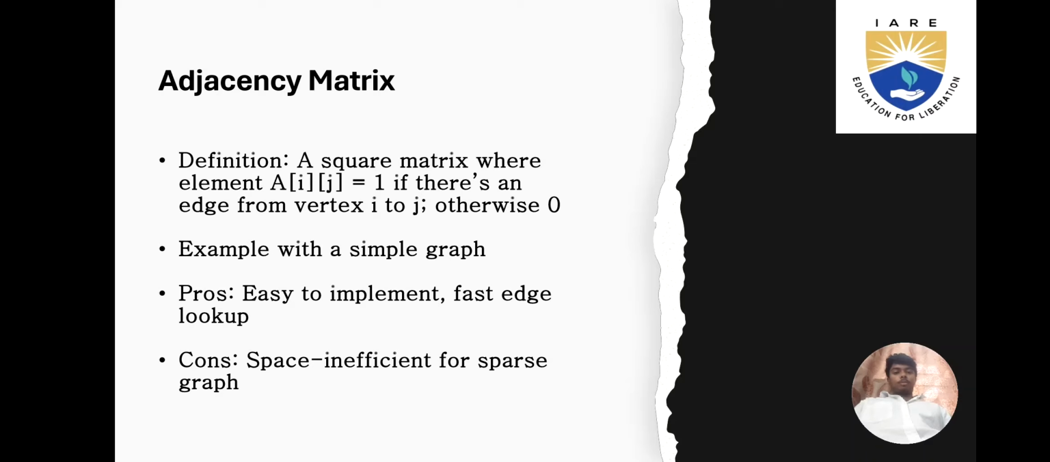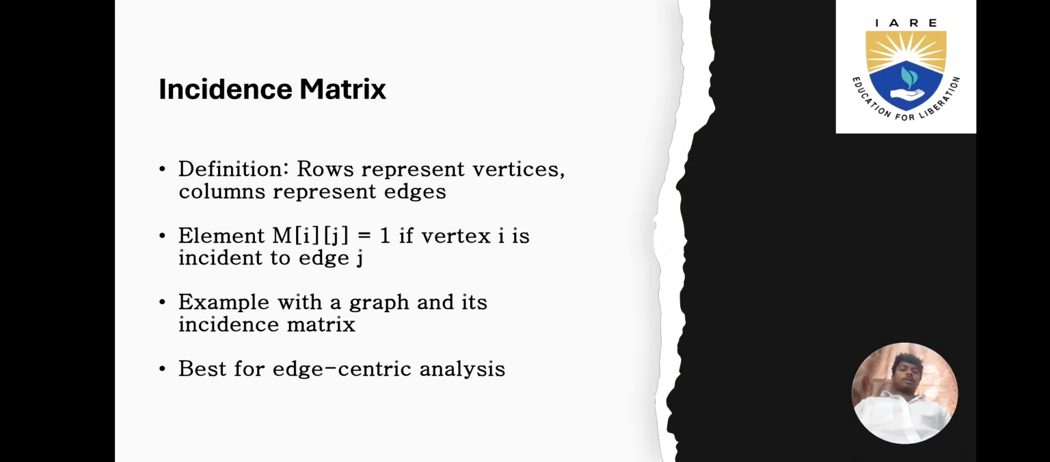The pros of the adjacency matrix are that it is easy to implement and has fast edge lookup, but the cons are that it is space inefficient for sparse graphs. Now the next representation we are talking about is the incidence matrix representation. It is a matrix of size V cross E, where each row corresponds to a vertex and each column to an edge. Bij equals 1 if vertex Vi is incident to edge Ej, and 0 otherwise. Example with a graph and incidence matrix.